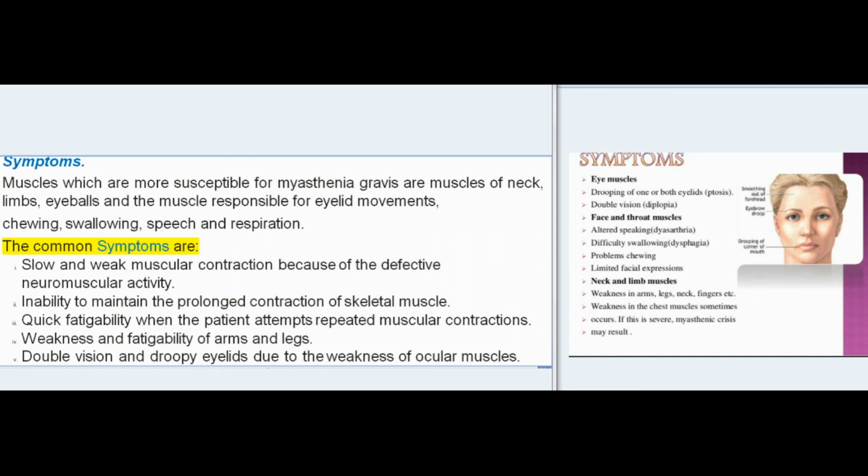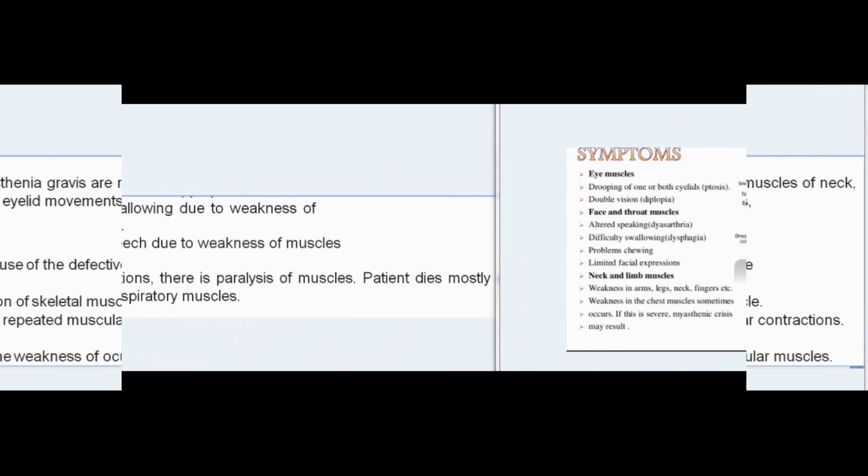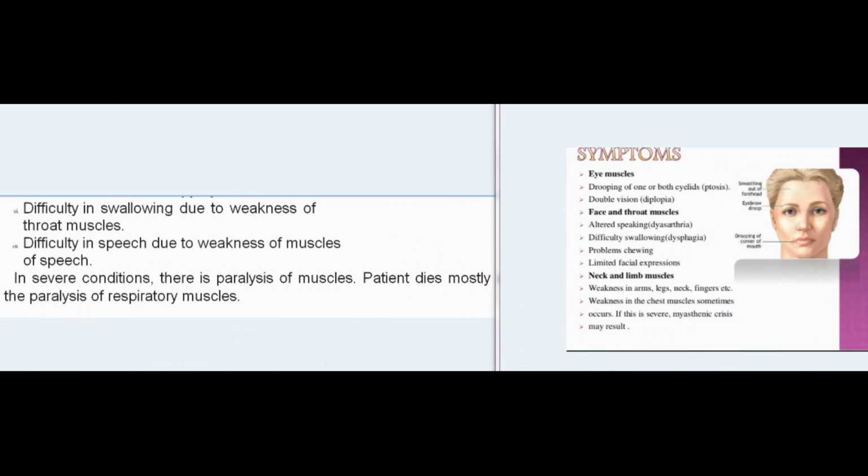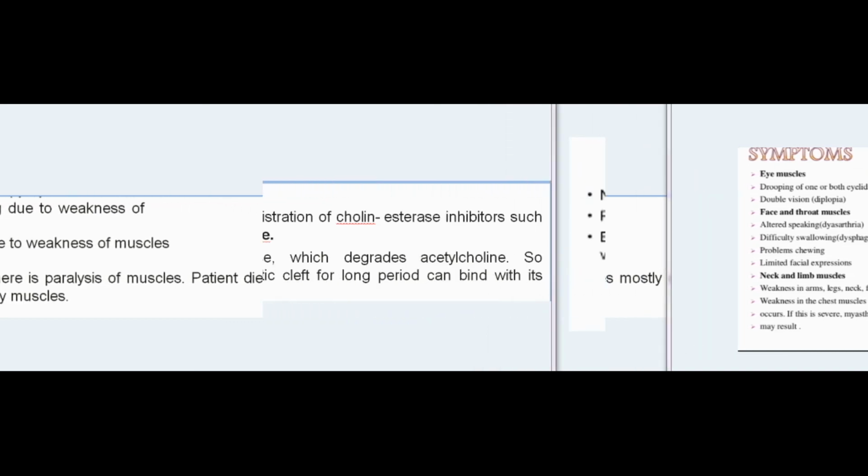Double vision and droopy eyelids due to the weakness of ocular muscles. Difficulty in swallowing due to weakness of throat muscles. Difficulty in speech due to weakness of muscles of speech. In severe conditions, there is paralysis of muscles. Patient dies mostly due to the paralysis of respiratory muscles.